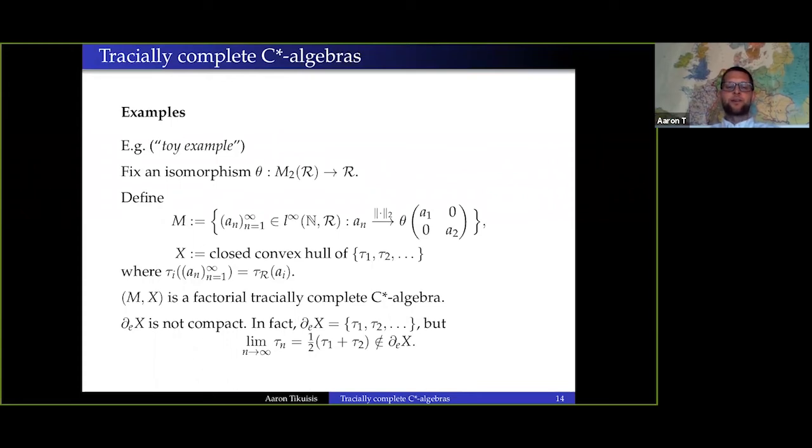So how do we see it's not compact? Well, the extreme points are just going to be these traces, tau_1, tau_2, and so on. But if you go out along this sequence, because the a_n have to converge in 2-norm to this diagonal thing involving the first 2, the traces are going to have to converge to the average of the first 2 traces. And that average is a convex combination, so we're not in the boundary anymore. We're at some other place in the set X.